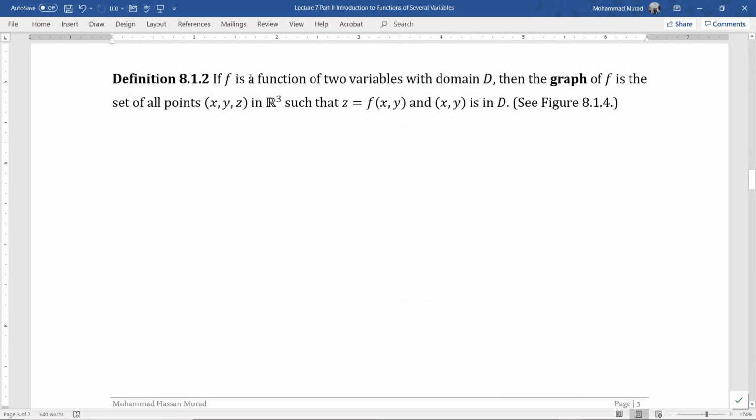Definition. If f is a function of two variables with domain D, then the graph of f is the set of all points x, y, z in R3 space such that z is given by f of x, y, where x, y, the ordered pair, is in the domain of the function f.